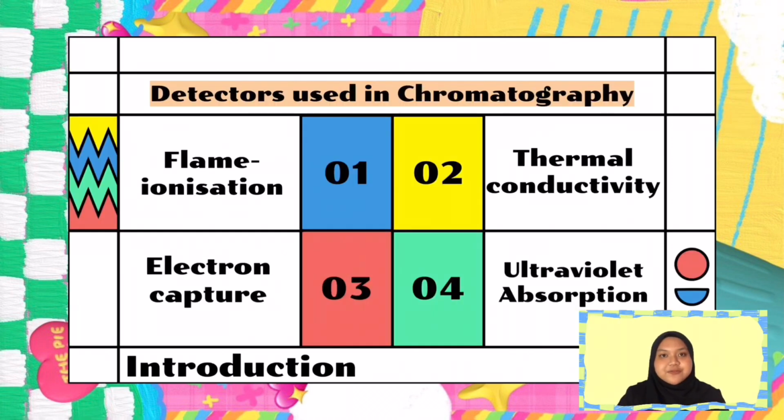There are many different detectors that we use in chromatography. Flame ionization, thermal conductivity, and electron capture are some of the commonly used detectors in HPLC. But perhaps the most used detector in liquid chromatography is ultraviolet absorption.